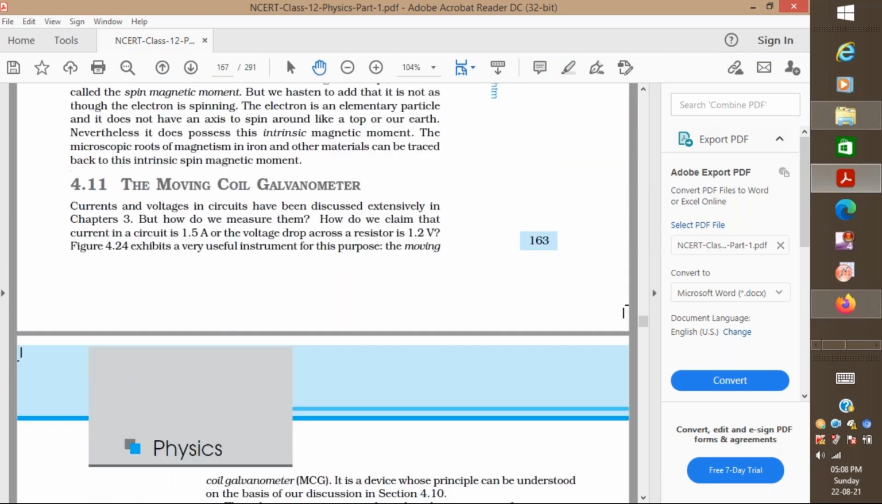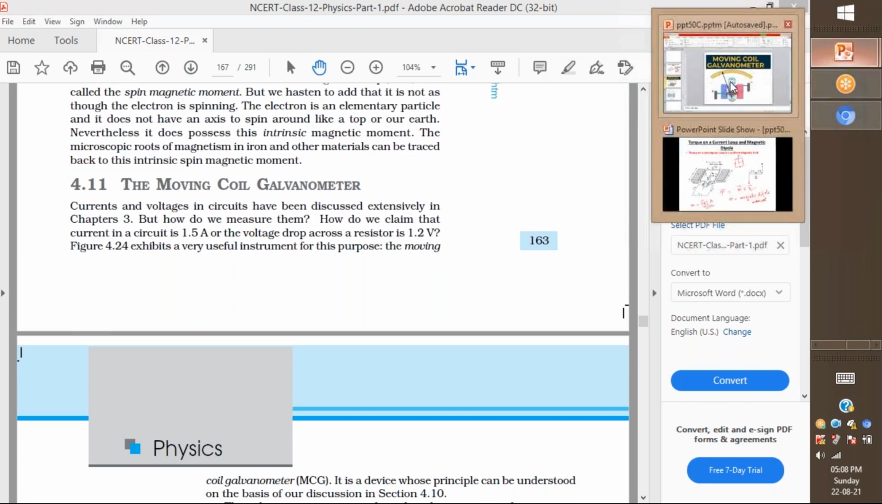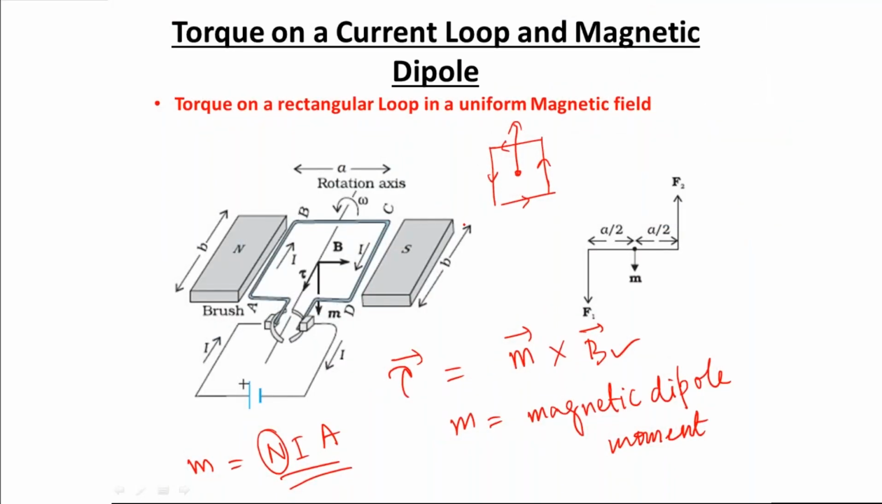Before I start directly with the moving coil galvanometer, I'd like to recap a few things which I had already taught in the last class. If we keep a current carrying loop in a uniform magnetic field, it will experience a torque which can be expressed by the cross product M cross B. M is the magnetic dipole moment, and B is the magnetic field.